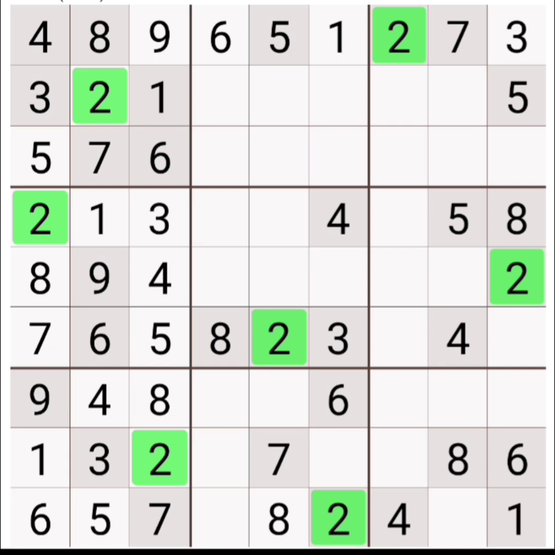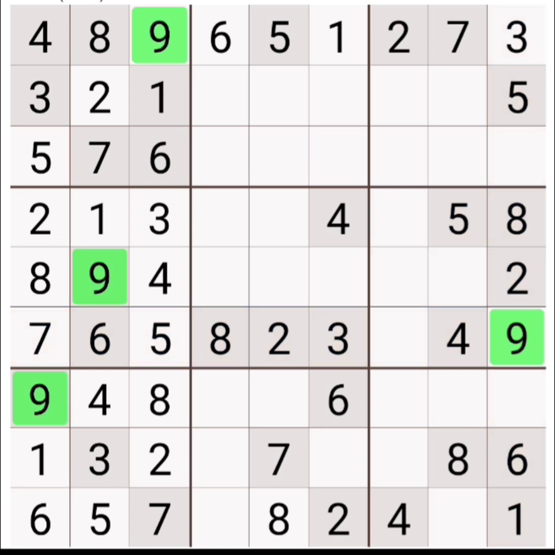Let us complete the sixth row. 7, 6, 5, 8, 2, 3, 4. 1 and 9 are missing. So 1 and 9 are supposed to be in these two cells. So 1 cannot come in this cell because 1 is there in the same column. So we'll write 9 here and 1 in this cell.